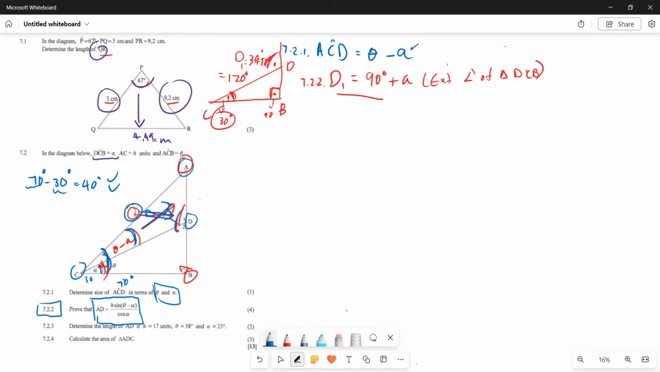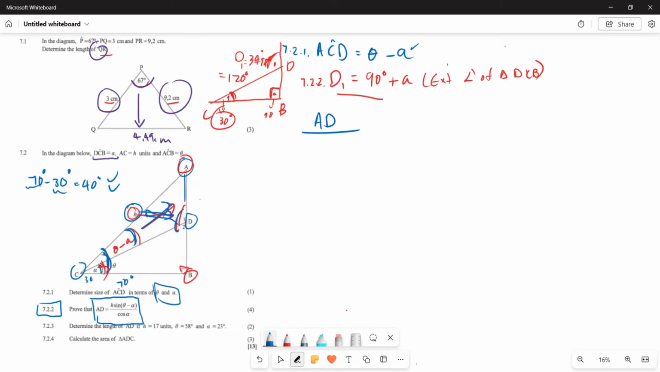And then we are going to say, look, now, because we are looking for side AD, right? Isn't it that we are looking for side AD? This is what we are going to do. We are going to say, look, now AD, this is going to be the side.